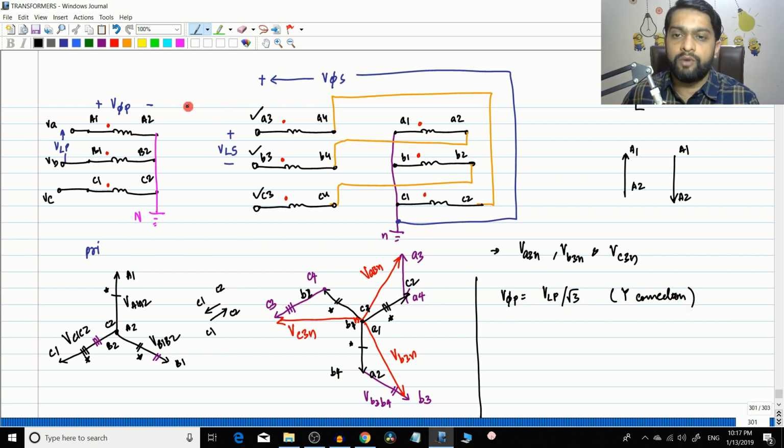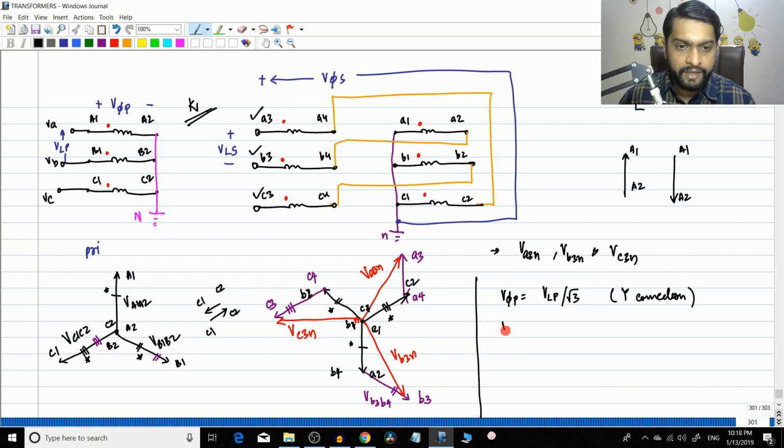Now that entire voltage, if the transformation ratio is K, will be transferred to the secondary. That entire voltage will be K into V phase of the primary, or K into VLP divided by root 3. But here I told you in the zigzag connection, each winding is divided into half, right? 2 halves. So the total voltage will get divided into 2 here.